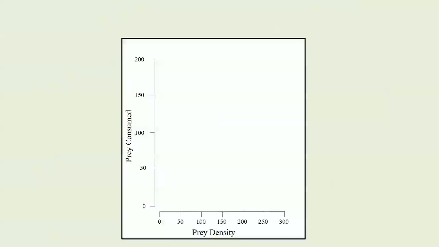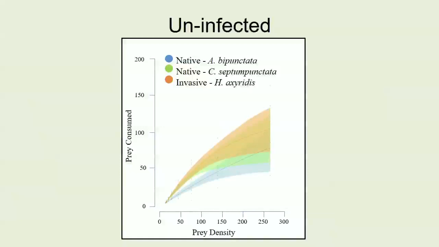So I'm going to run through our uninfected treatment first and then outline the key points from the graph. As you can see here, there's quite a lot going on, but I'll point out the key points for you. On the bottom here in blue, we have our native two-spot ladybirds, which is the smaller of our two natives. Hiding under here in green is our native seven-spot ladybird. And on top, we have our non-native harlequin ladybird. So the key points to get across from here are that each of the three species is showing a type 2 functional response.